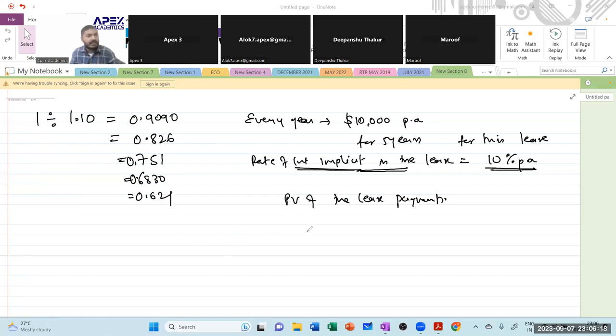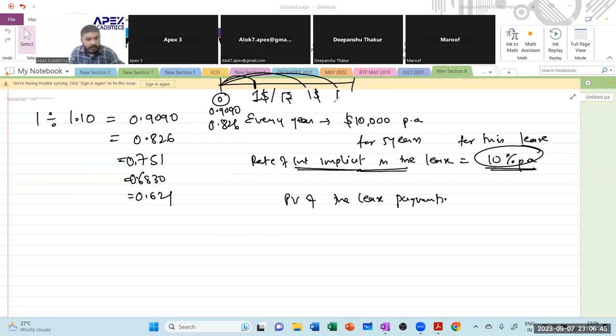These are the present value factors. The meaning of this is, at the rate of 10%, after 1 year, if you are paying $1 or 1 rupee, whatever, the value of that today is 0.9090. So after 2 years, if you are paying $1, the value of that is 0.826. After 3 years, if you are paying $1, the value of that today is 0.751. After 4 years, if you are paying $1, the value of that today is 0.683. And after 5 years, if you are paying $1, the value of that is 0.621.